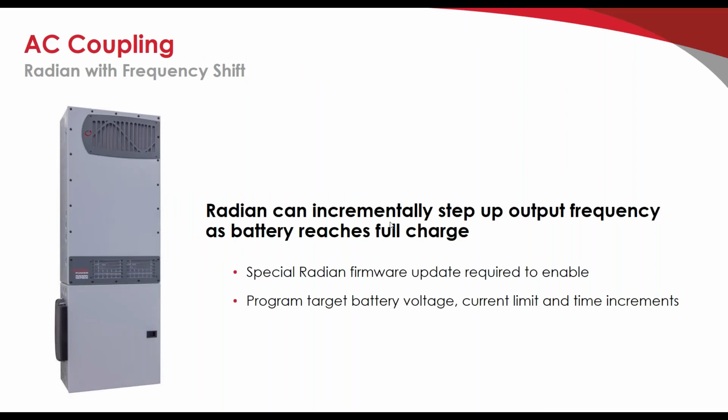Okay, so by comparison, and we'll hit these in a couple of different ways, if you looked at our Radian product, for example, with frequency shift, the Radian incrementally steps up the output frequency as the battery reaches full charge. And then you need a special Radian firmware update that you have to download from the internet to enable that. And then you program the target battery voltage, the current limit, and your timers.